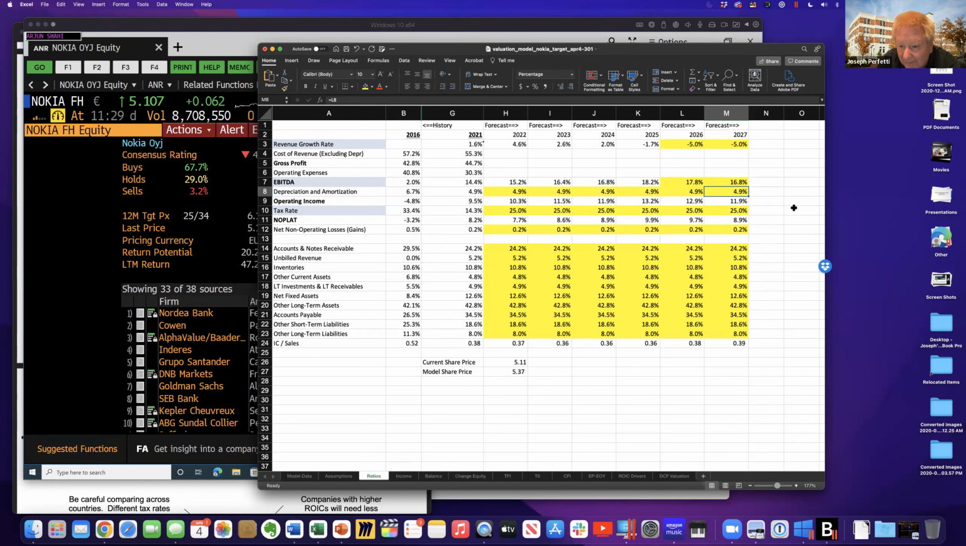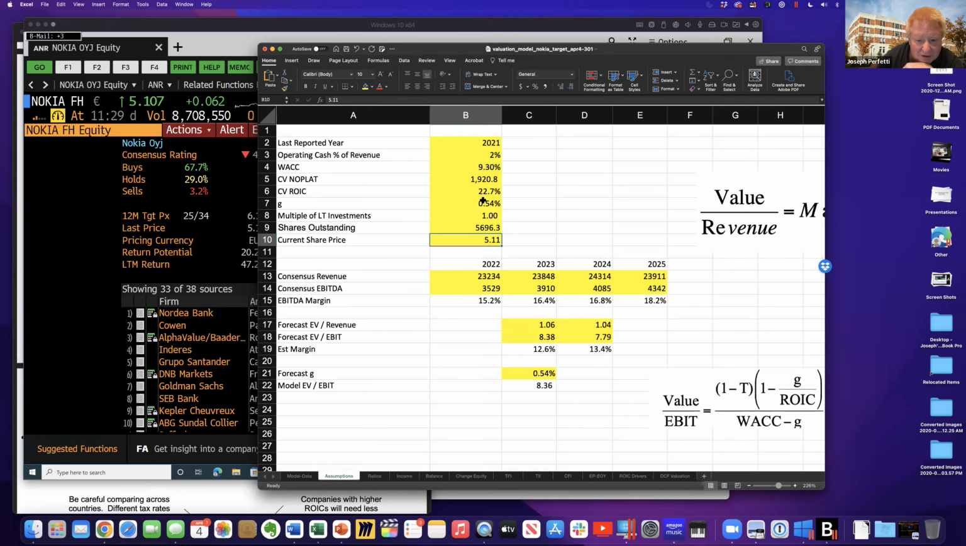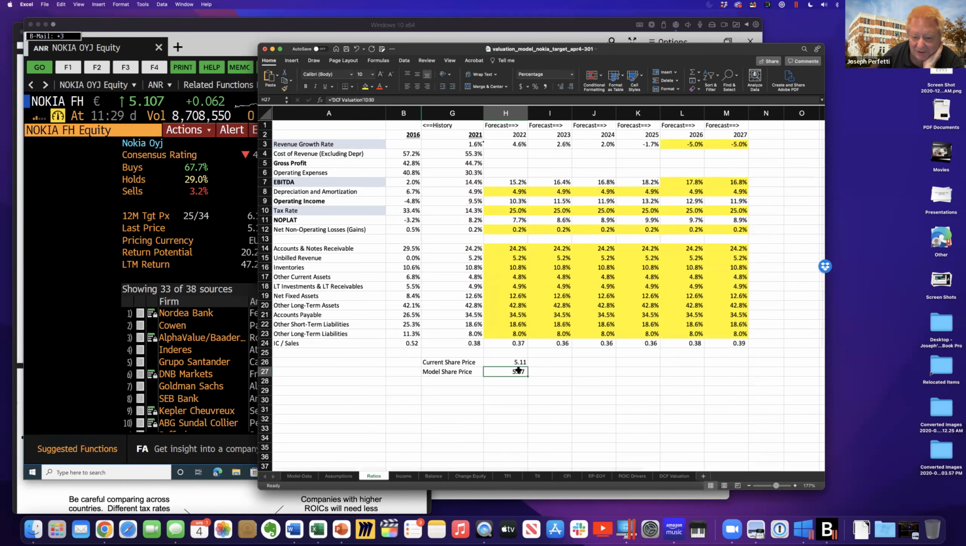And so with that level of growth, that level of sales, I'm not going to change the tax rate. I'm not going to change the G. I still think their long-term is still about the same at about 0.5% a year. That gets me to a share price of 5.37 euros. Okay. Now, here's the thing. If my forecasted target share price of 5.37 is within 10% of the current share price, that is called a hold. Okay. So 10% of 5.11 is 0.51.